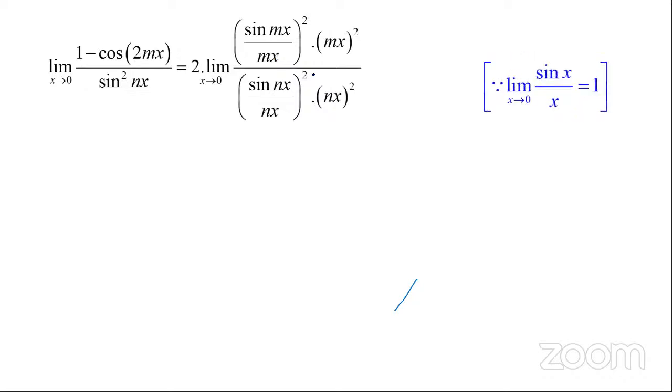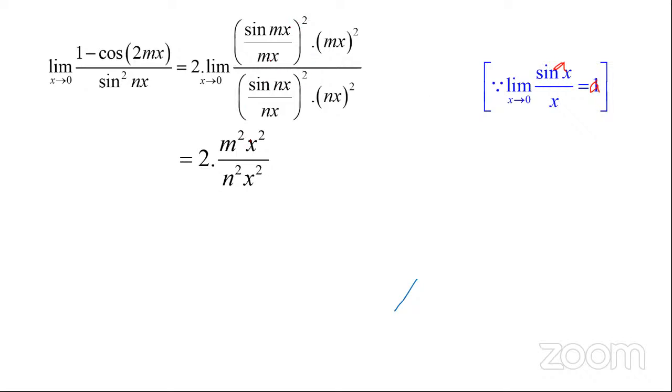Limit x tends to 0, sin ax by x is nothing but a; otherwise I can write limit x tends to 0, sin x by x equal to 1. If you have a here, then you will get a also. If you multiply and divide with a, then you have to change the limit value. So for that I'm doing this. This value is nothing but 1.